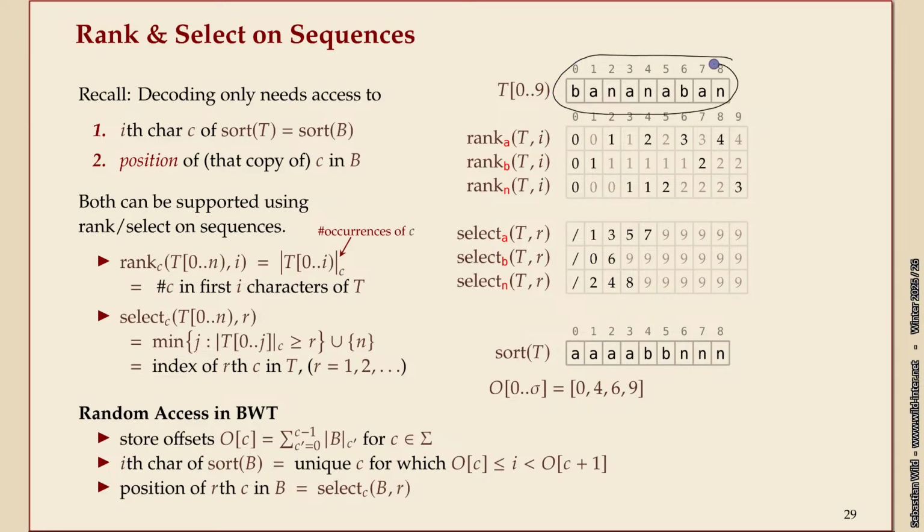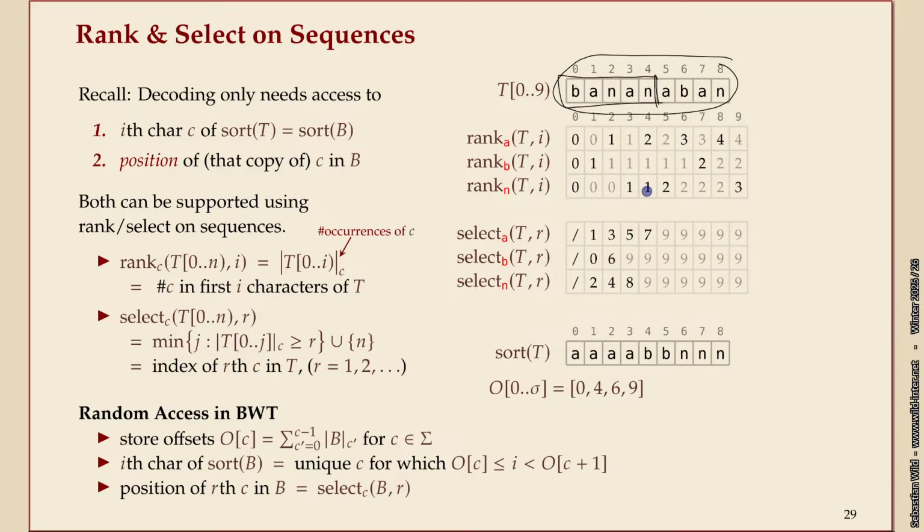text like ours here, it has a bunch of characters that occur, A, B, and N in this case. And I can define a rank query, which is in some prefix, say up to position 4, what is the number of A's in that prefix? 2. Or what is the number of B's in that prefix? Well, just 1. And what's the number of N's in that prefix? Also 1. Those are the queries I can ask.